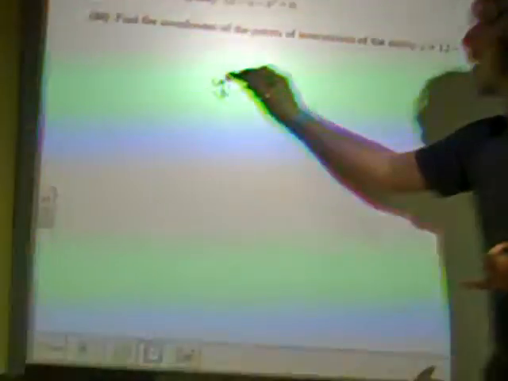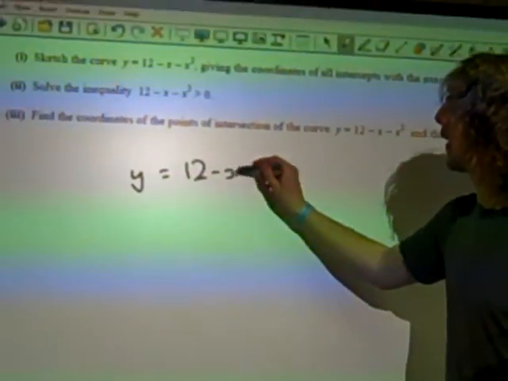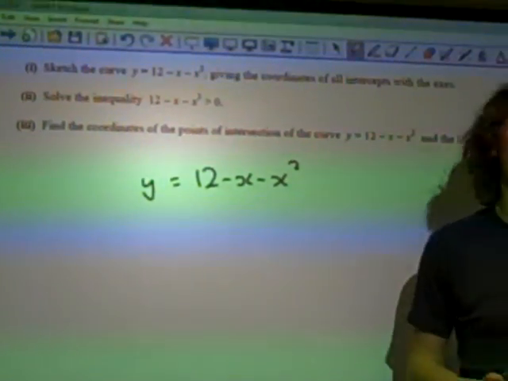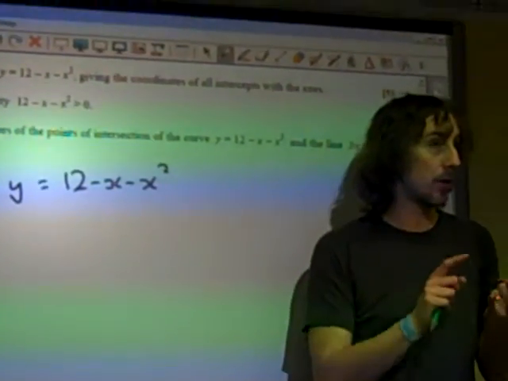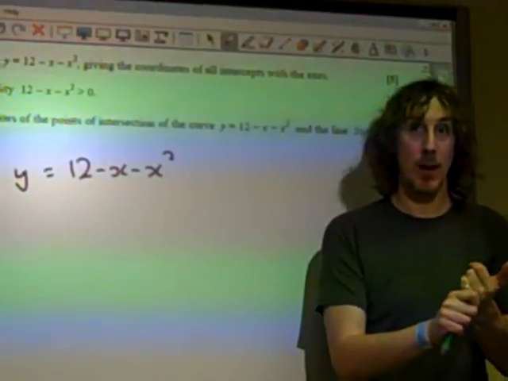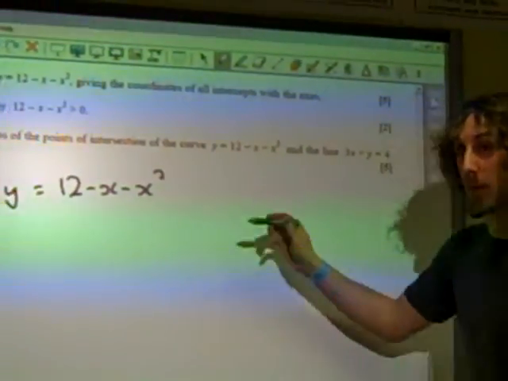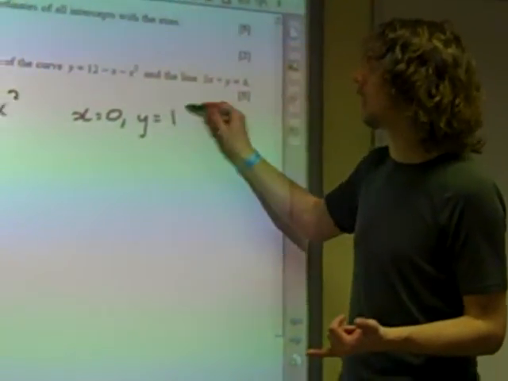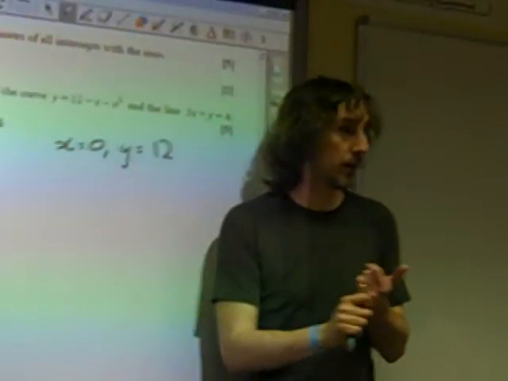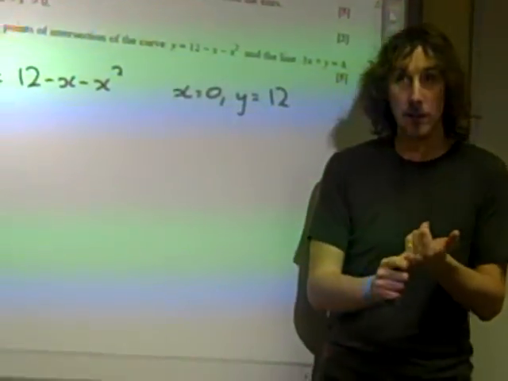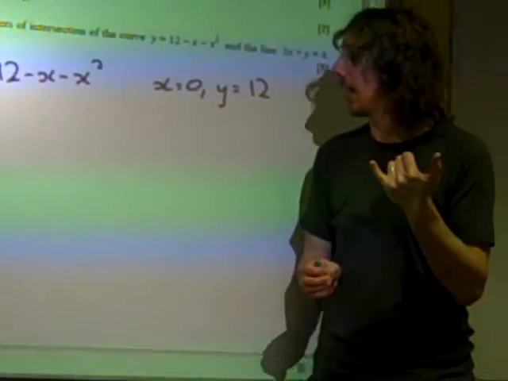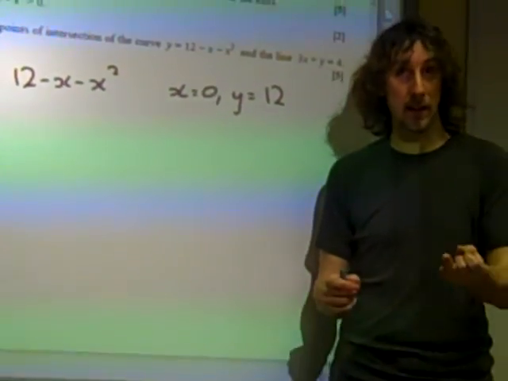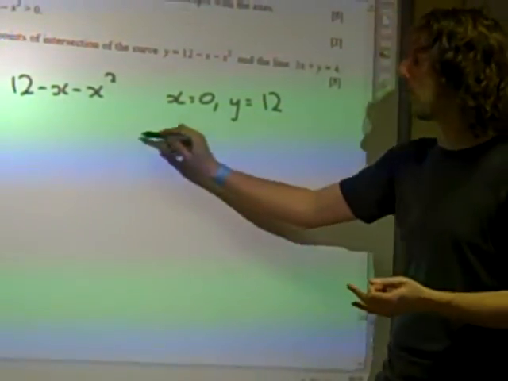We've got the curve y equals 12 minus x squared. Now, the first thing is it's going to cross the y-axis when x is 0. So we'll look at that first. If x is 0, y would be 12. So that gives us 1 point of intersection with the axes before we do anything else. Let's think about where it's going to cross the x-axis. That's when y is 0.